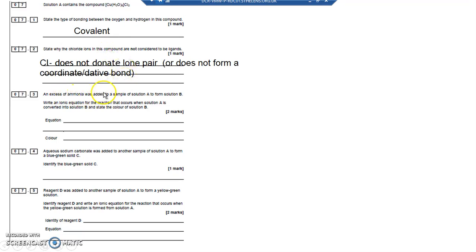An excess of ammonia was added to a sample of solution A to form solution B. So what actually happens is that 4 of the NH3s, 4 of the ammonias replace 4 of the waters, 2 will remain. So we've got [Cu(H2O)6] 2+ and 4 ammonias replace 4 of the waters, 2 remain. It's still 2+ because NH3 and H2O have got oxidation states of 0. They've got no charges, so the 2+ still remains and 4 of the waters come off.